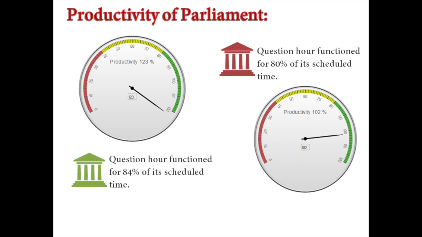Overall productivity for both the houses at the end of the session has remained high. While Lok Sabha clocked 123% productivity, Rajya Sabha functioned for 102% of its scheduled time.